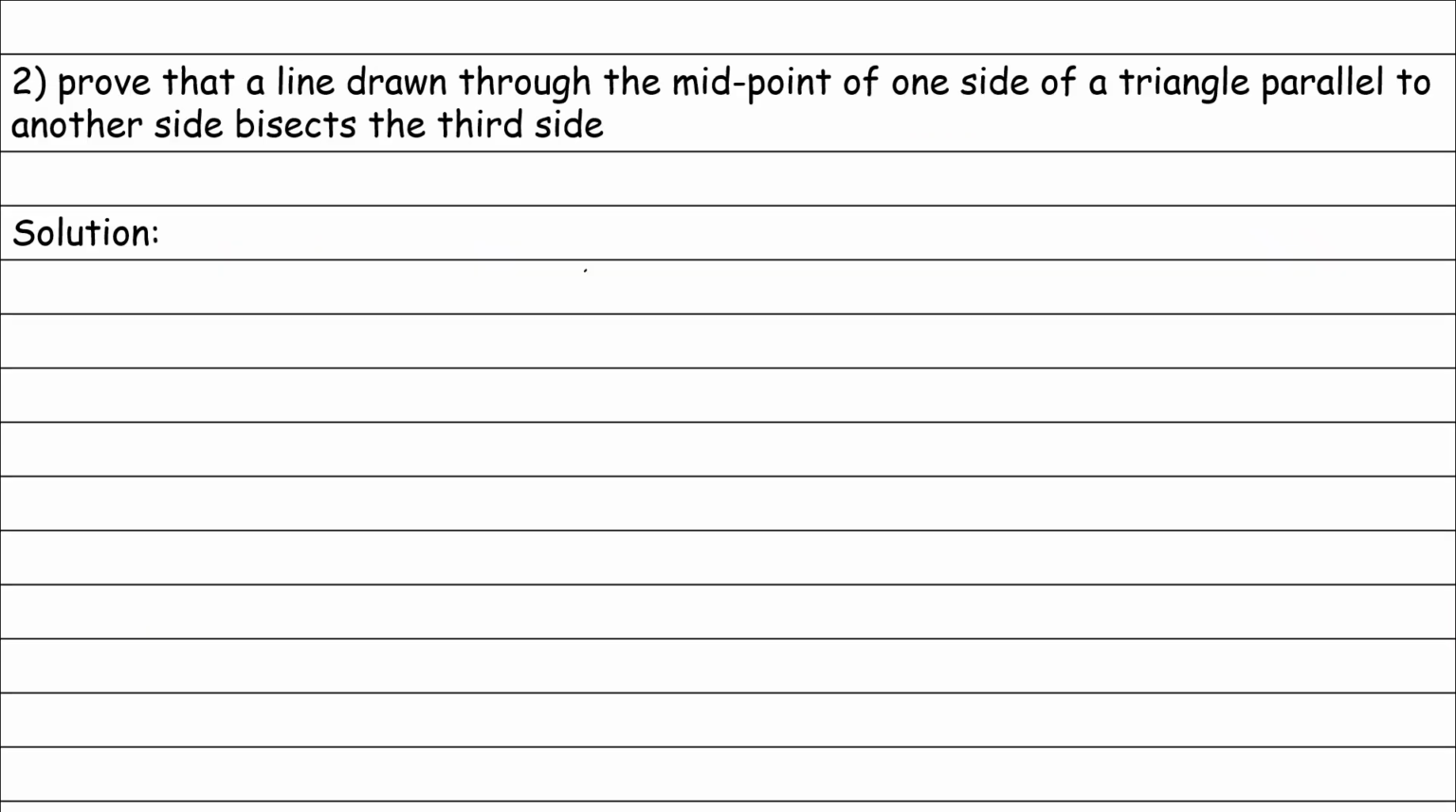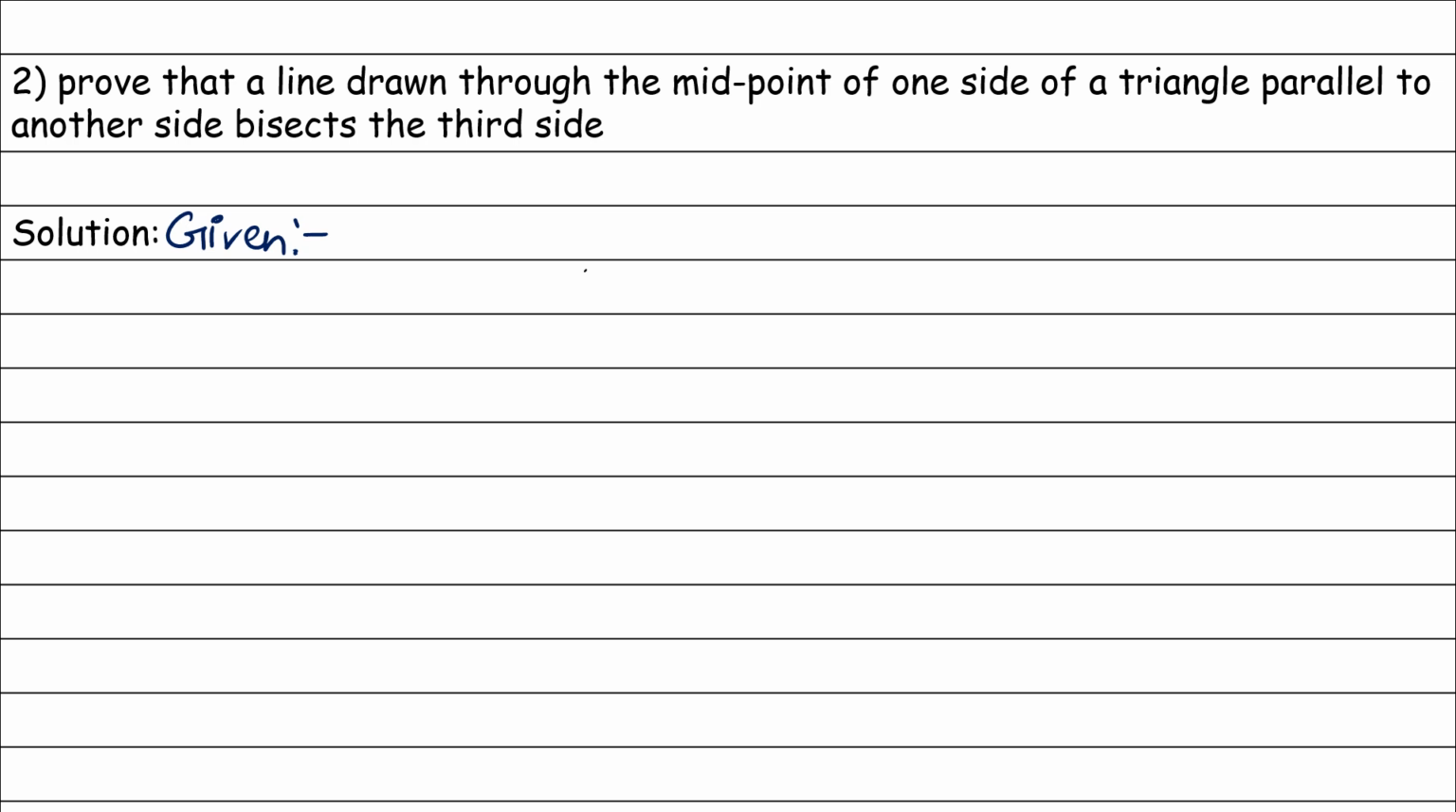The next problem is: prove that a line drawn through the midpoint of one side of a triangle parallel to another side bisects the third side. That is, they have given that there is a line which is drawn from the midpoint of one side and parallel to another side.